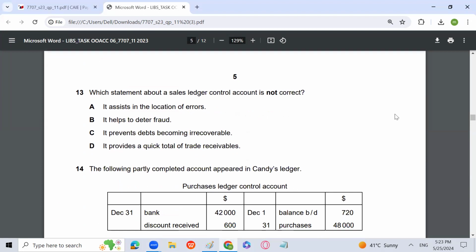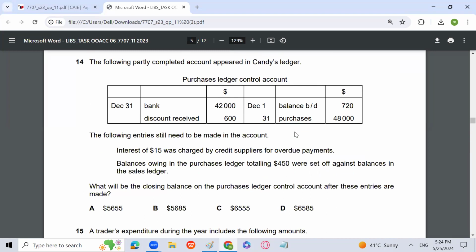Which statement about a sales ledger control account is not correct? It assists in the location of errors. It helps detect debtor fraud. It prevents debts becoming irrecoverable. It provides a quick total of trade receivables. Very, very easy, and the answer is going to be C, right? Because all three other things are the objectives of a control account: assist in the location of errors, frauds, total trade receivables. It prevents debts becoming irrecoverable is the wrong answer.